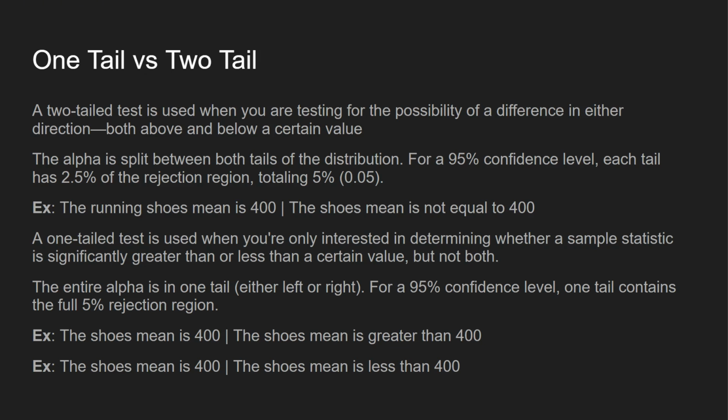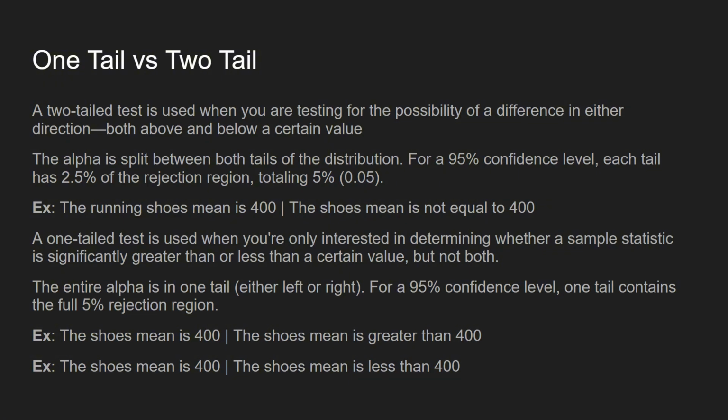Both sides. The one-tailed test is used when you're only interested in determining whether a sample statistic is significantly greater or less than a certain value, but not both, right? Two-tail is both, one-tail is only one side. So that 5% is going to be in one region. The shoes mean is 400. The shoes mean is greater than 400, so we're looking for 450, 500, 550, right? The shoes mean is 400. The shoes mean is less than 400.